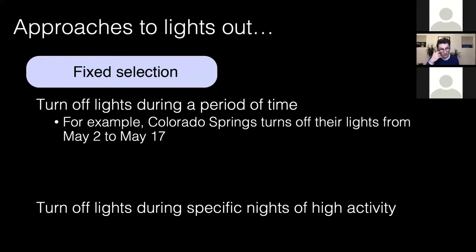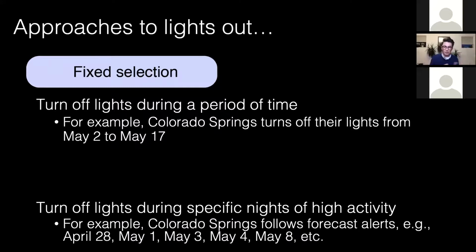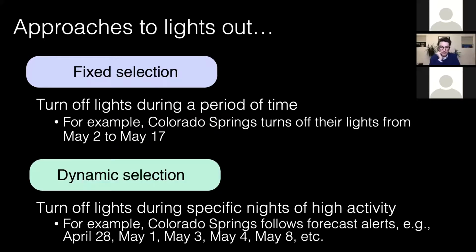An alternative to that is that we turn off lights during specific nights of high activity. So for instance, Colorado Springs, we follow a forecast of alerts. We might turn off our lights April 28th, May 1st, May 3rd, May 4th, May 8th, etc. And we would call this something like dynamic selection. So how do we actually do this dynamic selection? Is it better? Is it worse? Fixed selection sounds kind of easy. Just turn off your lights for the next 2.5 weeks.